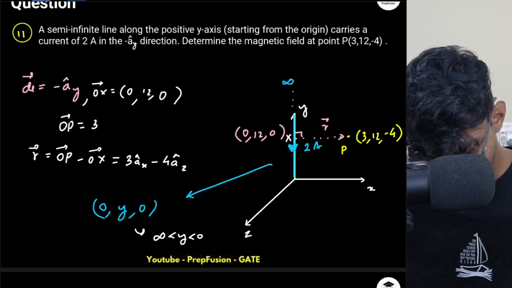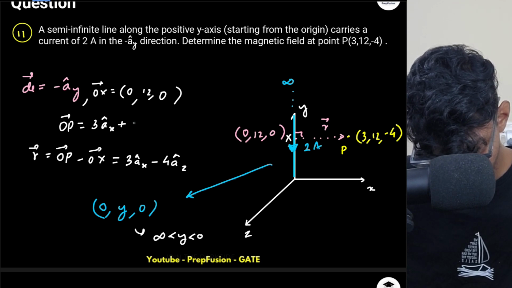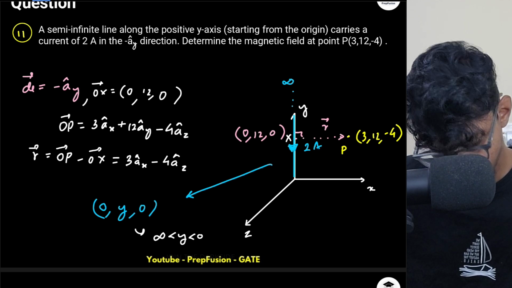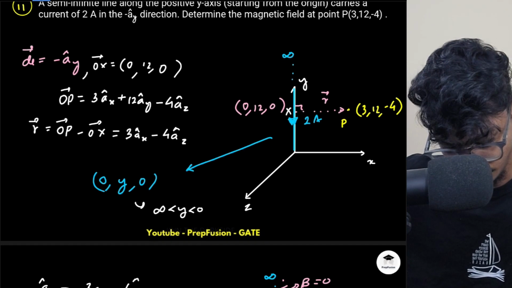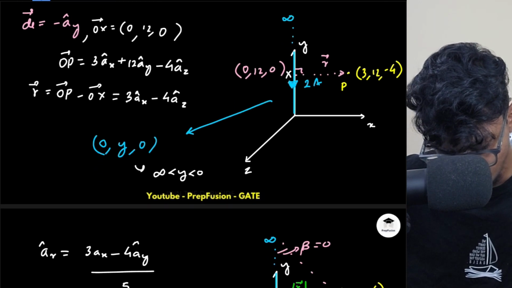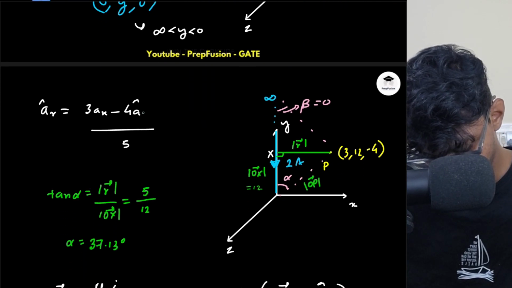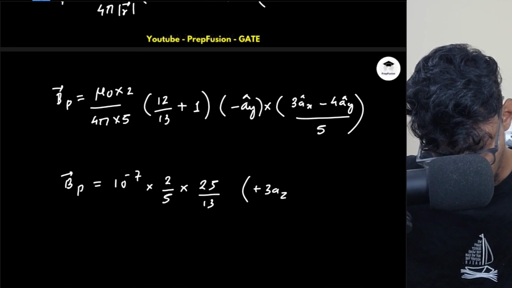(3ax) plus 12ay minus 4az. So this is my OP basically, right? Okay, so now here this will be az. I'm sorry, this will be actually az. So if this is az, this is az.